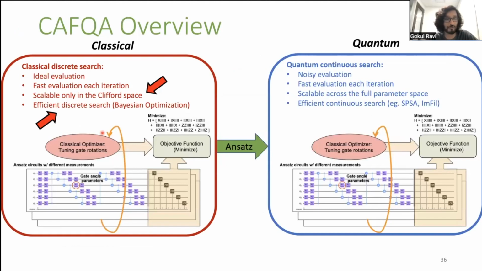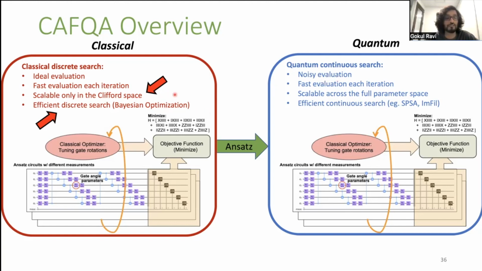So this is an overview of the entire proposal. What you see on the right here, within the blue, is your traditional VQA, where you have the noisy evaluation. You're able to run each evaluation quickly because you have a quantum device. This can search the entire quantum space, and this is a continuous search, and there are a number of algorithms for this. But the key point here is that this is noisy evaluation, and therefore that's a determinant, and that's what I've motivated throughout this talk.